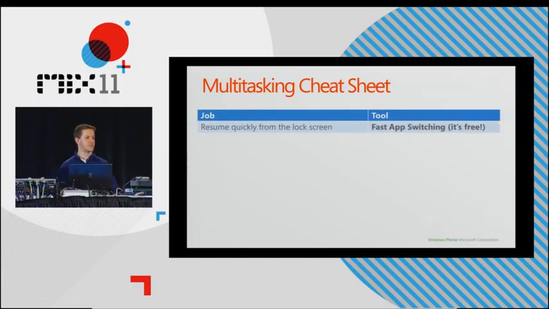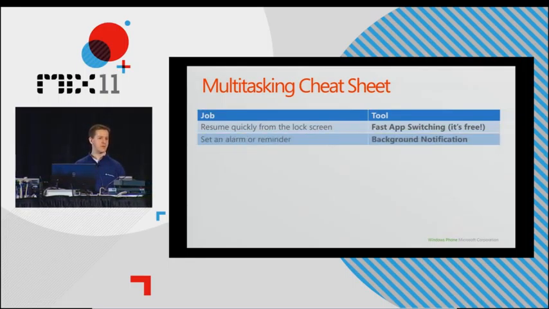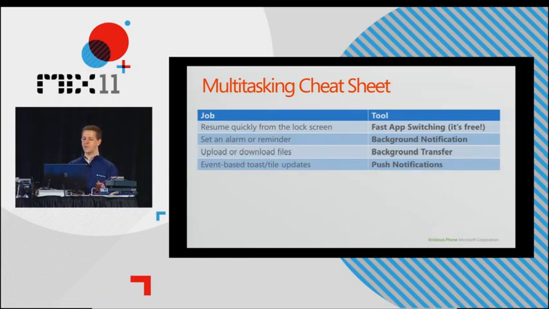If you just want to resume from the lock screen, you just use fast application switching. Everybody should do this. It's free. If you didn't go to Adina's talk, you should watch it online. Excellent talk. Tells you about fast app switching. If you want to set an alarm or reminder, you use the background notifications, just like I showed you for the cake recipe. If you want to upload or download files, you can use background transfer, like I showed you for the video.